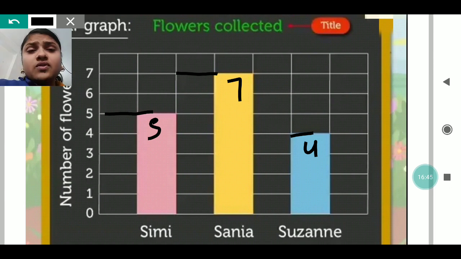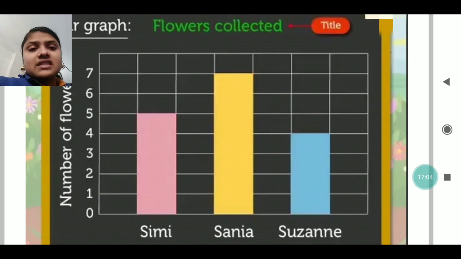Who has collected the most number of flowers? That is Sanya. Who has collected the least number of flowers? That is Suzanne. And who has collected the medium number of flowers? That is Simi. So no one has collected an equal number of flowers. Everyone has collected different numbers of flowers. This we have shown with the help of bars. We have not drawn pictures or symbols. We have represented it with the help of different bars. And you can use different colors also for representing the bars.